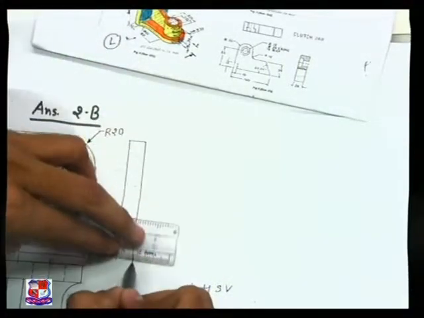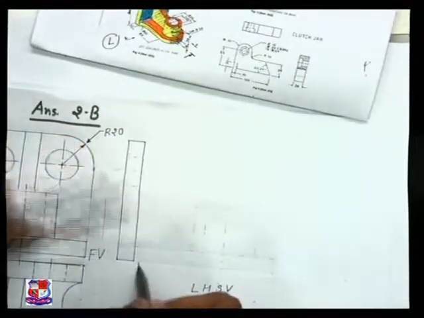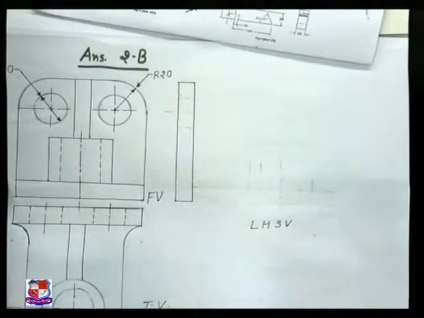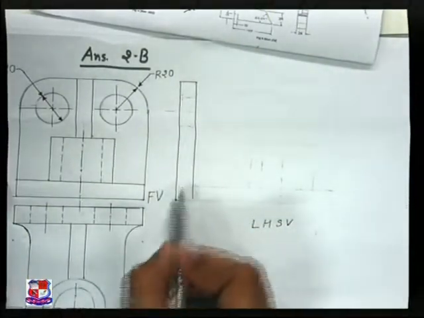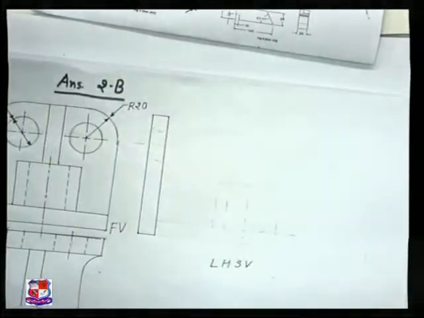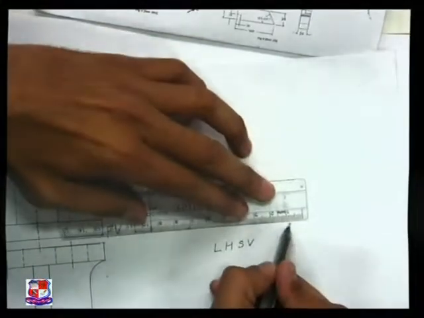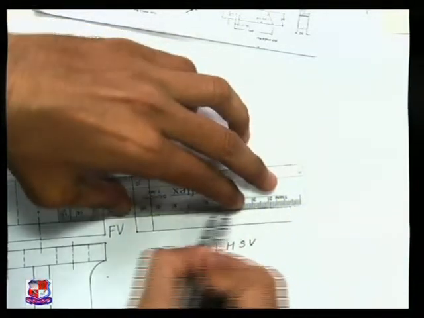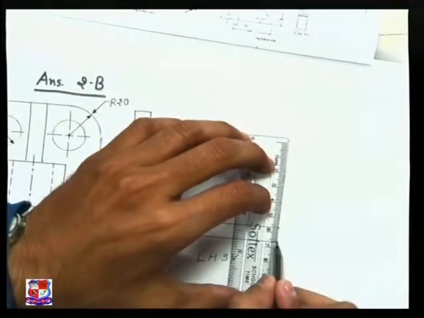Or you can draw a line at an angle of 45 degree to the right side of this top view. Here also we can draw a line at an angle of 45 degree like this, and from that we can take projections and so on. So we need not measure the dimensions every time. And here this would be its side view.